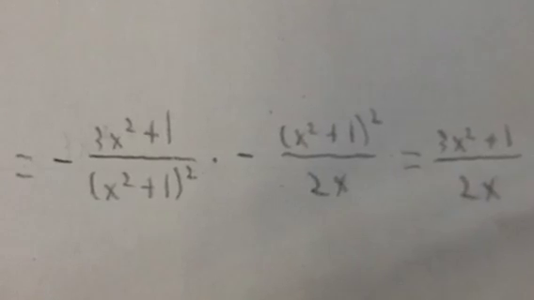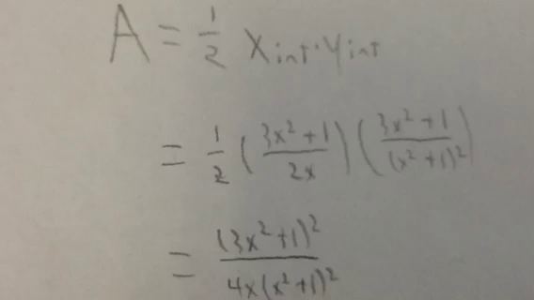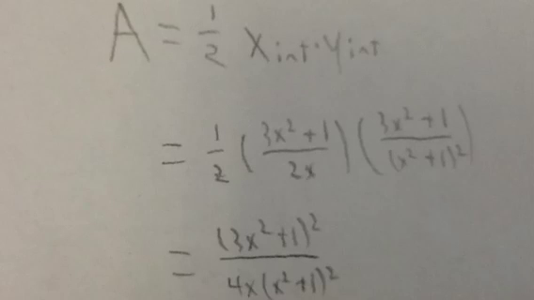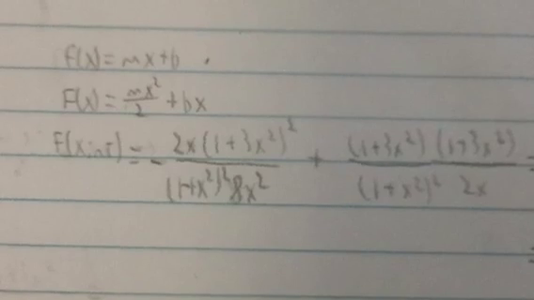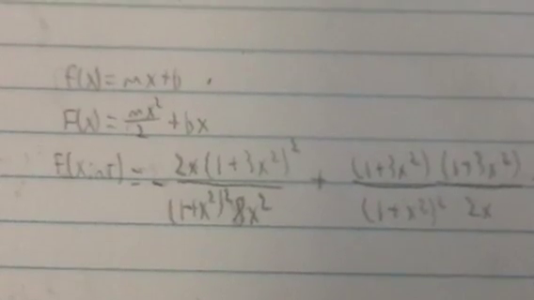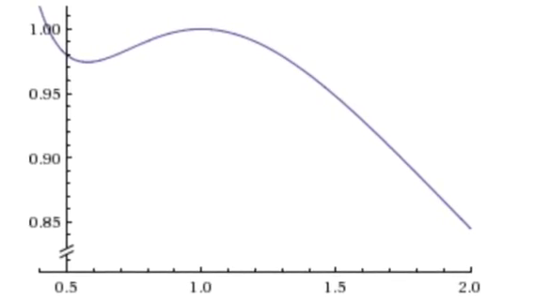Then simplify. Then we substitute in our newly found formulas to get a formula for the area in terms of x. Alternatively, since we want the area under the line, we could evaluate its integral at the x-intercept. Here's the graph of A of x.